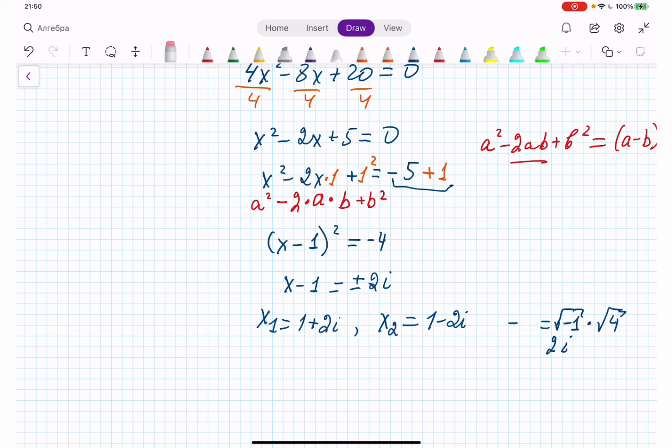Okay, I'm done. And this is the answer. We completed the square and solved it.